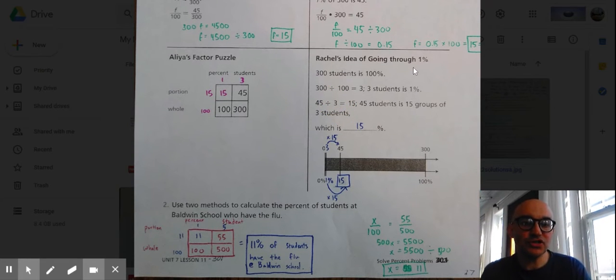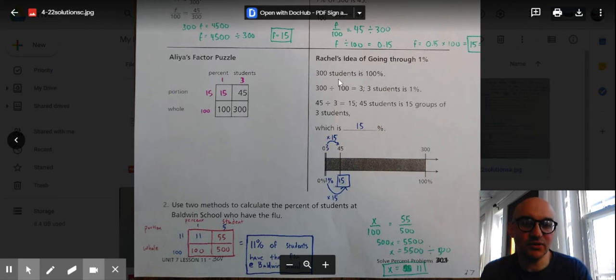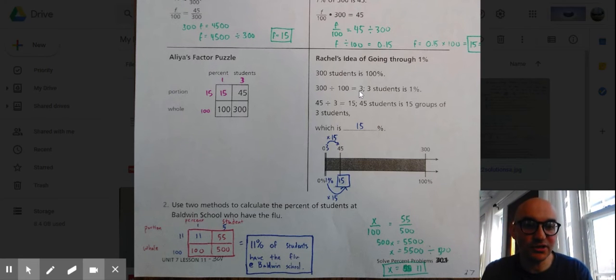And then Rachel, she just goes through 1%. In other words, she finds how much 1% is and then works her way backwards through that. So 300 students is 100%. 300 divided by 100 equals 3. So then that tells her that 3 equals 1%. 3 students equal 1%. 45 divided by 3 is 15. So 45 is 15 groups of 3, and 15 times 1% is 15%. So pretty simple, just working our way through. And then here's a little double number line also to help you visualize what Rachel is doing.